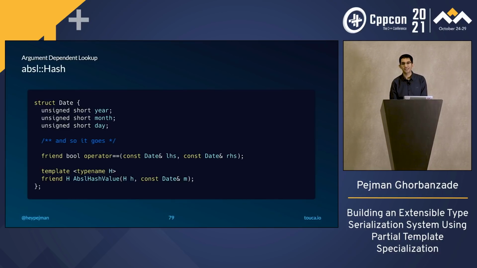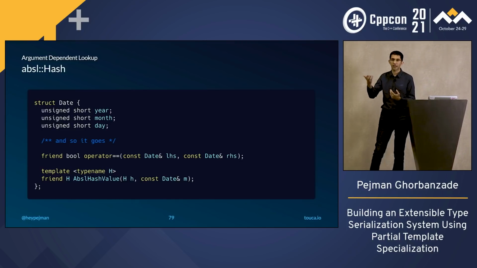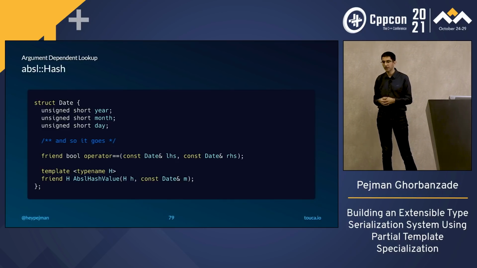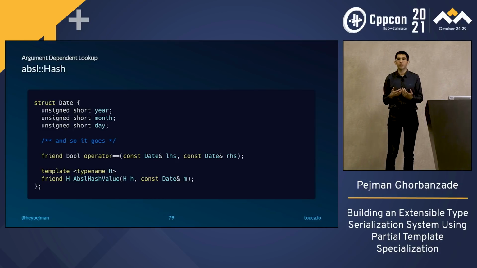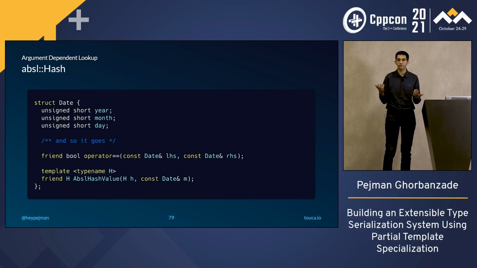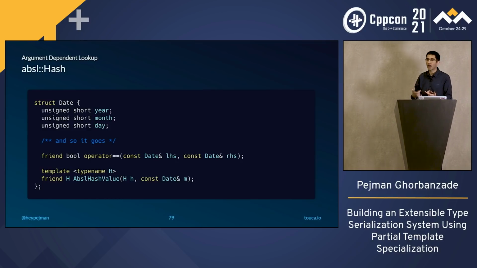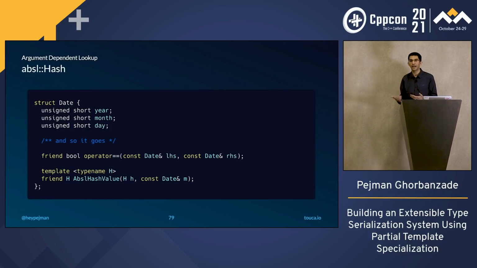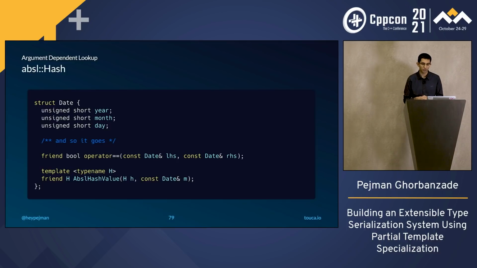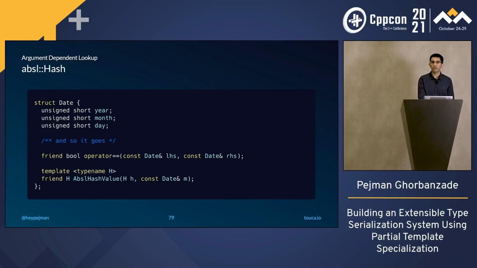Now, what does this have to do with our type serialization system? The answer is that instead of passing a concept and saying, hey, user, satisfy this, you can just write a member function that has the same name as what we want. And then because they pass their type as its argument, at compile time we can find that member function. This is already used in the wild.